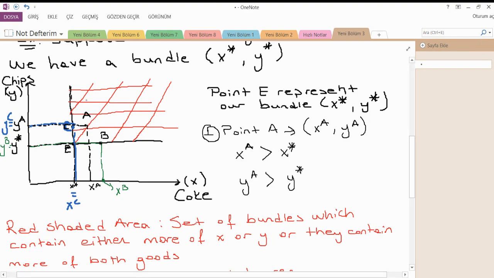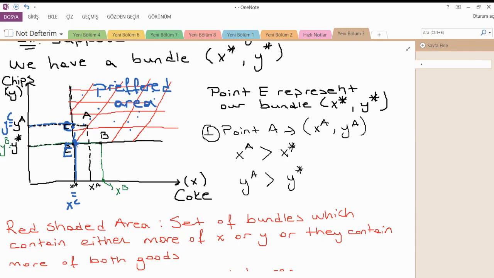We will have lots of points here showing us different combinations of chips and Coke, but we are sure that all of these points will be preferred to our first bundle, which was equal to point E. So the upwards right side of the graph will be the preferred area, preferred to point E, okay. I hope you understood the logic.